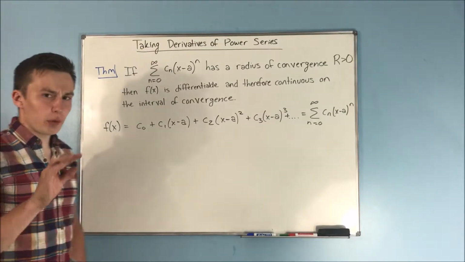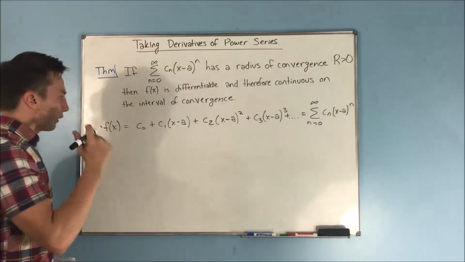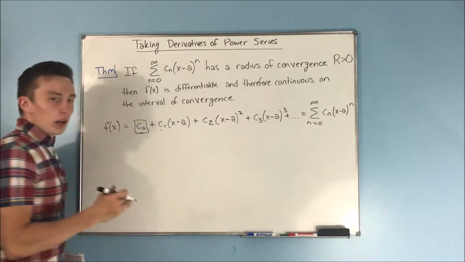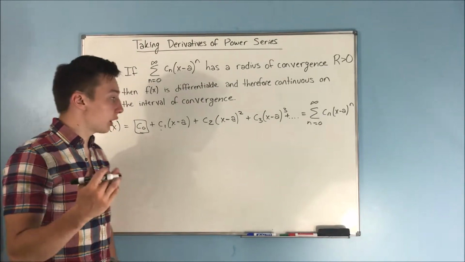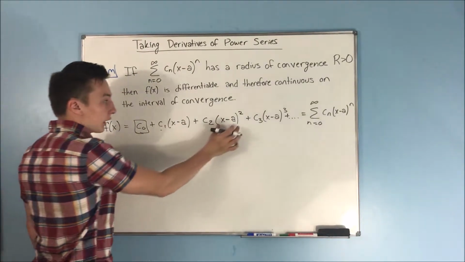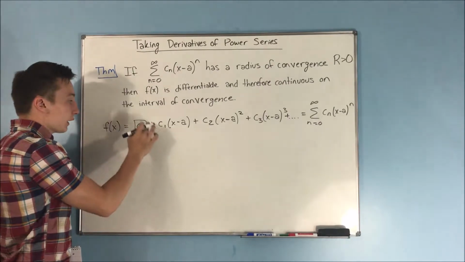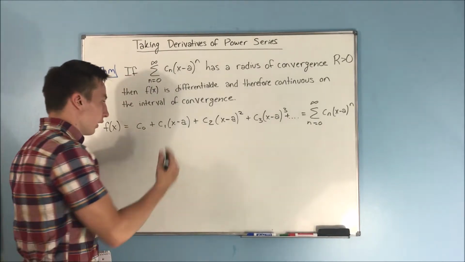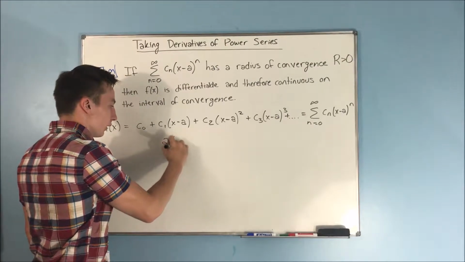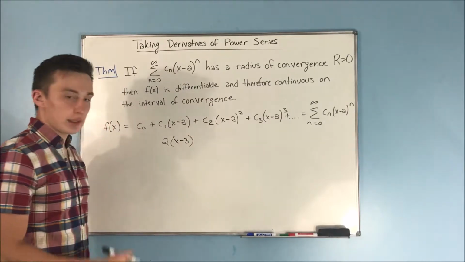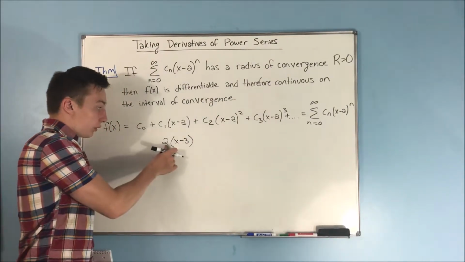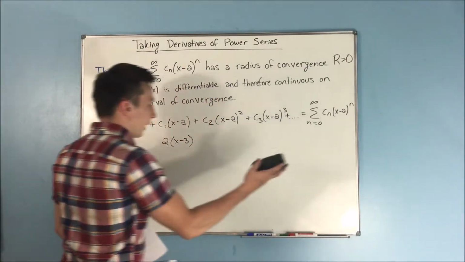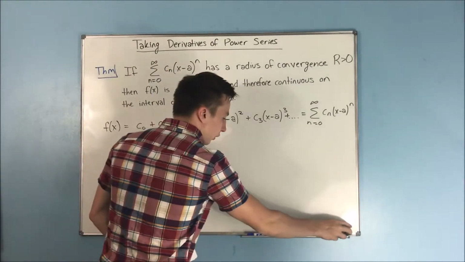Now, real quick, before I get into that, this c sub 0, c sub 1, c sub 2, whatever, all these are just coefficients. These are just things that are coming in front of this x minus a part. So don't get confused when you see all these notations. For example, you might have a 2 times x minus 3, and this 2 is your c sub 1. That's all that means.